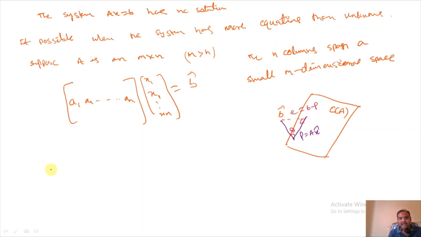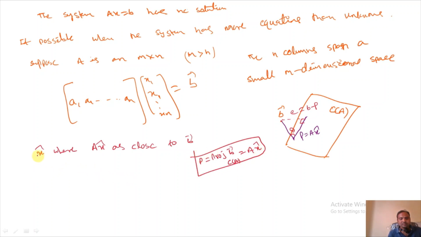When is this possible? We want x hat such that A x hat is as close as possible to the b vector. When A x hat is close to the b vector, A x hat is the projection of b on the column space. We are using small p for this projection.